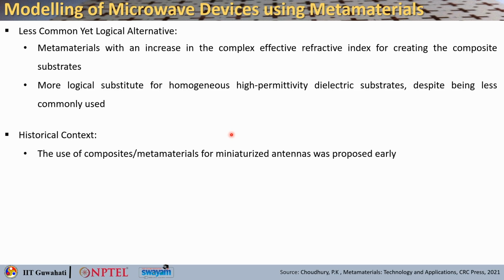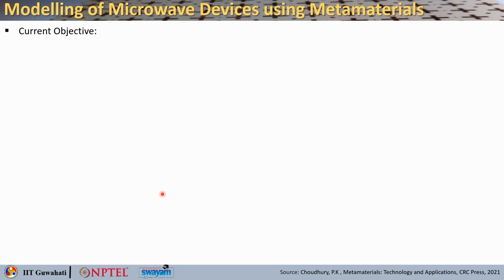So, you can think of some composite metamaterials for that purpose. You can use composite metamaterials for miniaturized antennas, and that has been proposed early. Though there are some attempts done, it remains a challenging problem in antenna design. So, we will see some of those approaches today.